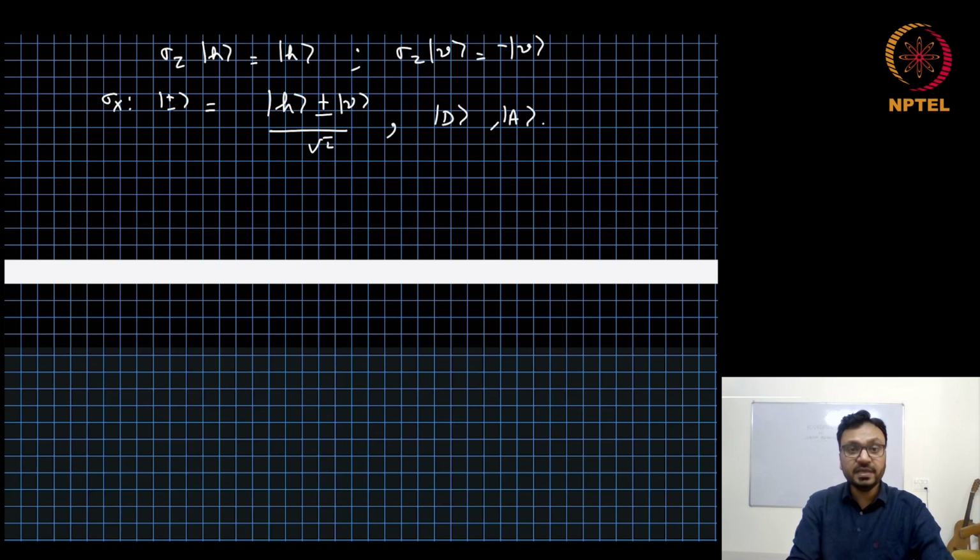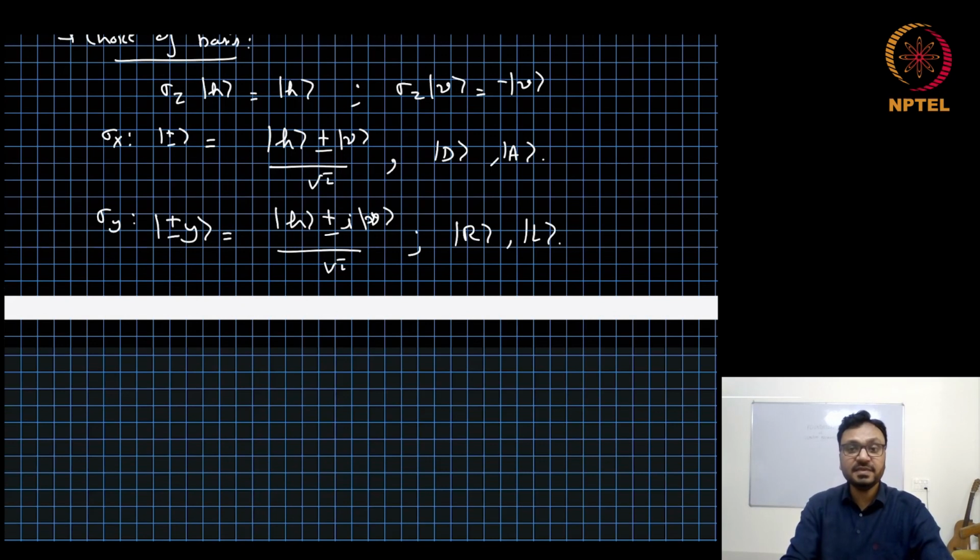So by choosing h and v as the eigenvectors of sigma z, we got the eigenvectors of sigma x, and similarly the eigenvectors of sigma y will be plus minus y, which is (h plus minus i v) over root 2, and they are nothing but right and left circular polarization. So let me repeat, we are choosing h and v as the eigenvectors of sigma z. That will give us the diagonal and anti-diagonal polarization states as the eigenvectors of sigma x, and right and left circular polarization as the eigenvectors of sigma y.